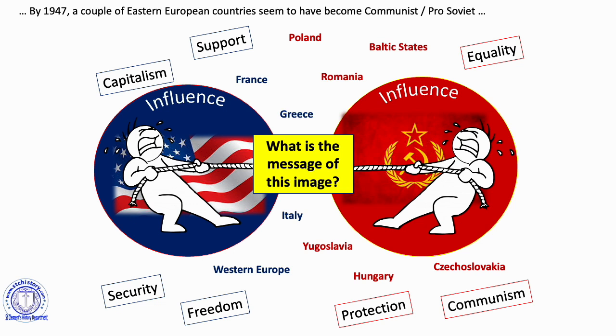So this picture is essentially trying to show you that as a grapple, there's a tug of war going on. That's what the rope is trying to insinuate. And we've got these 2 circles of influence, or spheres of influence. We'll use that term throughout this Cold War course. So what it's really showing is, if you look at the countries around these circles, that America and Russia are essentially fighting to try and influence these countries. So we can see words around the image like capitalism, support, security, freedom, protection, communism, and equality.